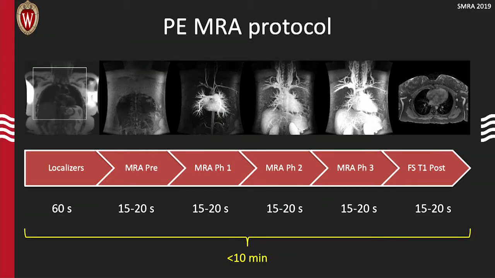This is a diagram showing the protocol that we use in Wisconsin. As you can see, it's very, very simple. I think this is feasible with less than 12 clicks of your mouse, which should be a goal for all MRI protocols. We start with our localizers. Then we have 4 3D MRA acquisitions, 1 before contrast, 3 after contrast. One of those, the first contrast-enhanced MRA, we acquire during the first pass of contrast through the pulmonary arteries, and then a couple of pseudo-steady-state acquisitions. And then finally, we wrap things up with a fat-suppressed T1 acquisition.